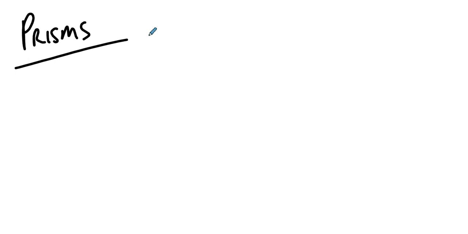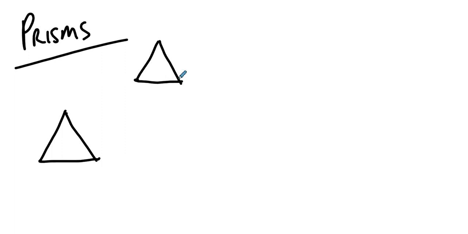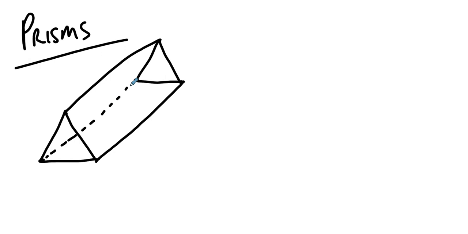What's a prism? Well, a prism is a polyhedron, which means it has a bunch of faces, where two of the faces are the same, maybe in this case triangles, and then these connect, so that two of the faces are congruent polygons, and the rest of the faces are parallelograms.